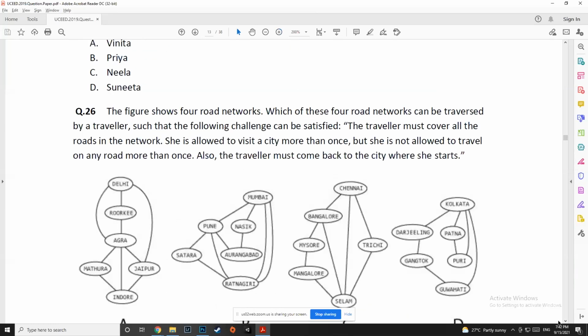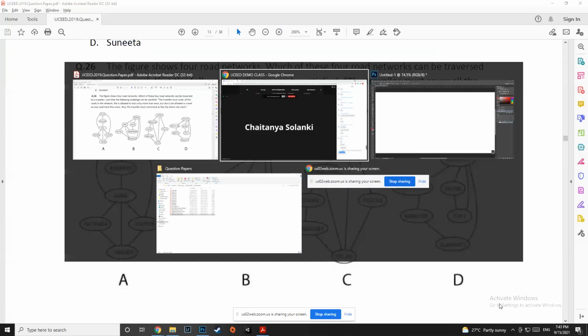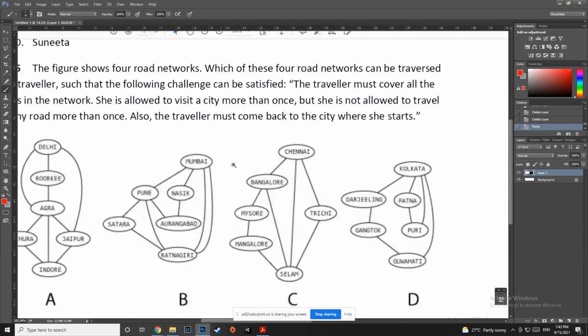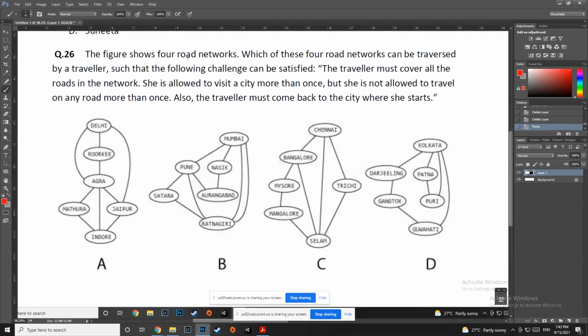Okay, now this is path tracing. Okay, you need to trace path. It is just a fancy word for saying something that we've all done in our childhood. They're saying basically the figure shows a road network, right? Which of these 4 networks can be traversed by a traveler such that the following challenge can be satisfied? The traveler must cover all the roads in the network. She is allowed to visit a city more than once, but she is not allowed to travel any road more than once, right? So she can come back to Delhi as much as she wants, but if she's been on this road, she cannot come back on this road. Okay. So which of these options can be done?